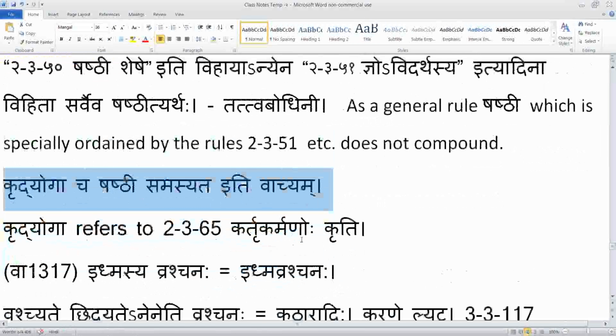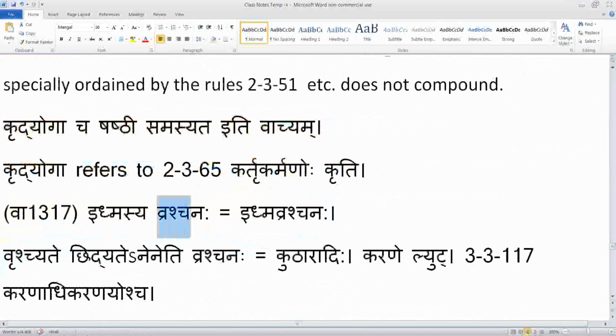So it says that, and how this word vrashchana is coming here, what pratyaya has been used over here. We want to make sure krit pratyaya is being used, right? And this is the karma of that. So it says vrashchate chidyate anena iti vrashchanaha. It is that by which something is cut, like an axe, etc.